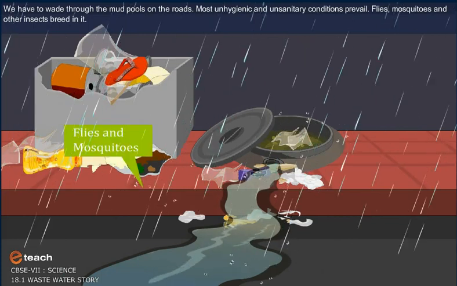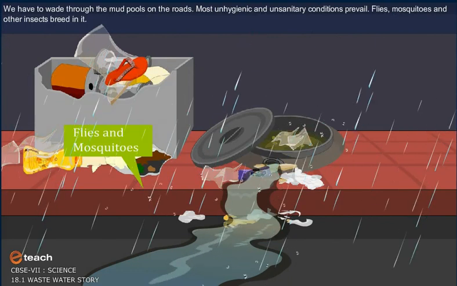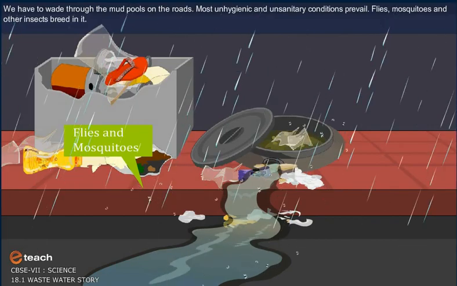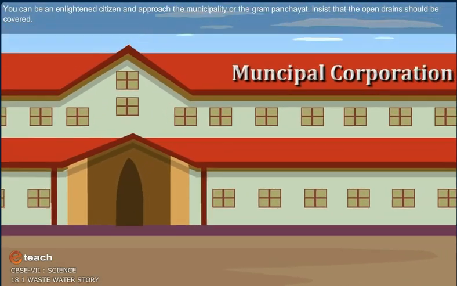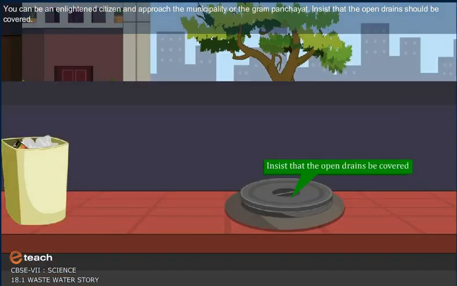Flies, mosquitoes, and other insects breed in it. You can be an enlightened citizen and approach the municipality or the Gram Panchayat. Insist that the open drains should be covered.